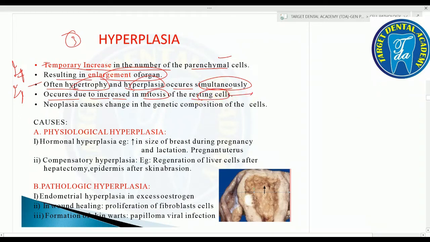What is the cause of hyperplasia? Hyperplasia may occur due to an increase in the mitosis of the resting cells. Important: neoplasia causes a change in the genetic composition of the cells. So the causes may be physiological or pathological.